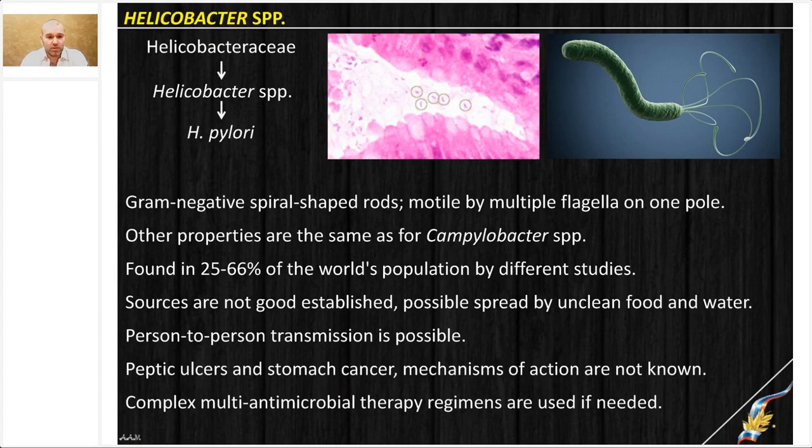Main number of properties are very similar with Campylobacter, and actually both bacteria are similar in structure and biological properties. According to the latest study of the World Health Organization, up to 75% of the world's population are naturally infected with Helicobacter pylori.